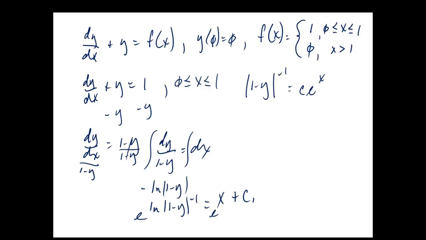Now, that would be 1 over 1 minus y. I'll hang on to absolute values for just a minute. Equal c e to the x. Let's multiply both sides.